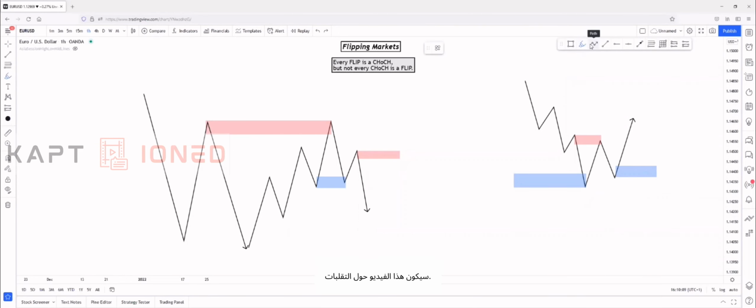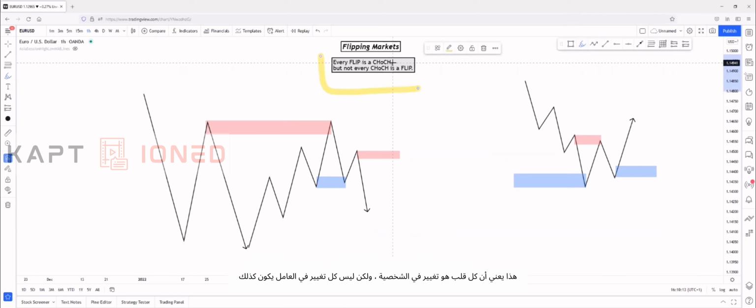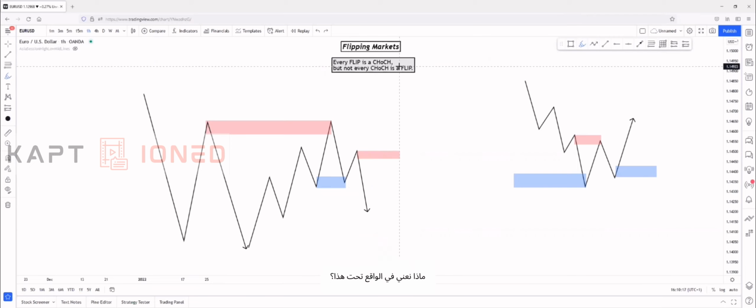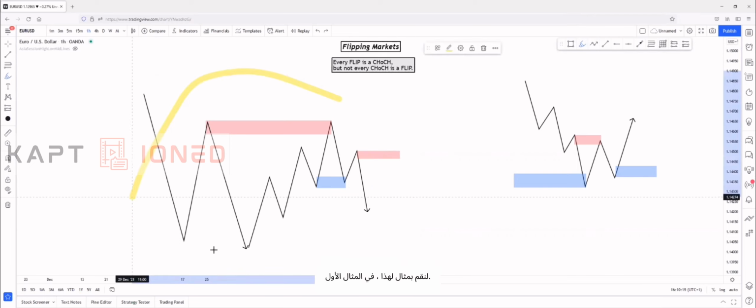This video will be about the flips. As you can see, I wrote this text right here that says every flip is a change of character, but not every change of character is a flip. What do I actually mean by this? Let's see an example for this.